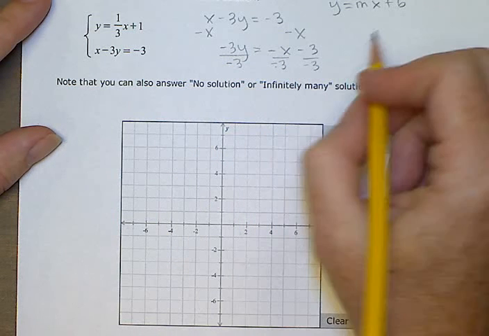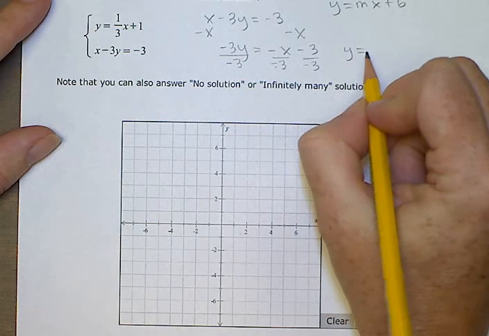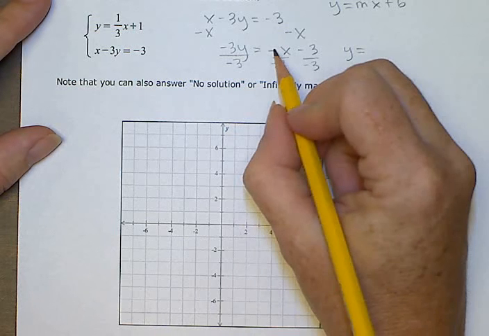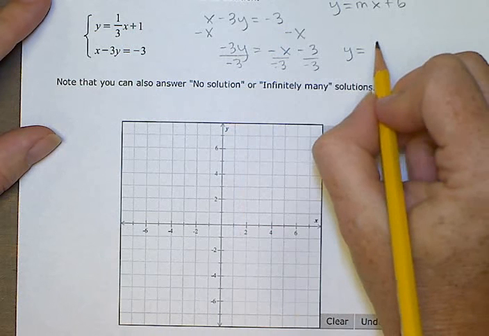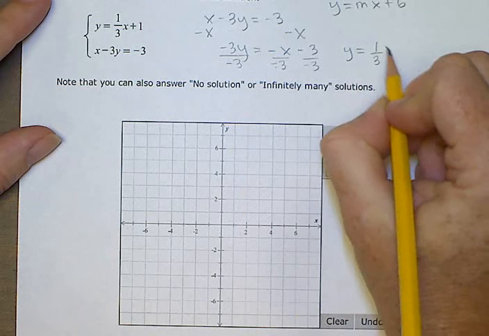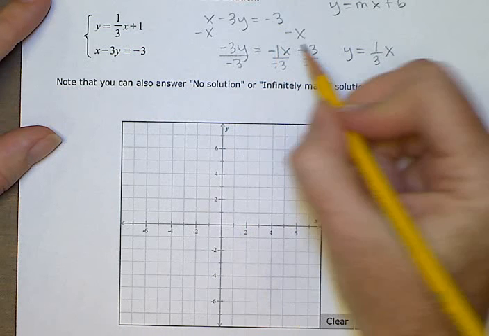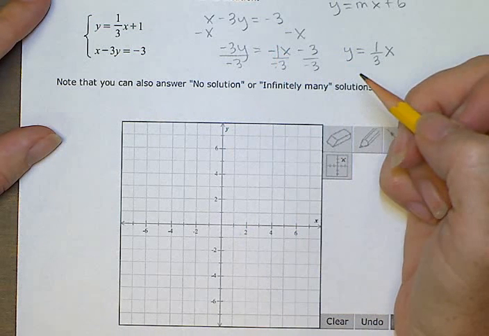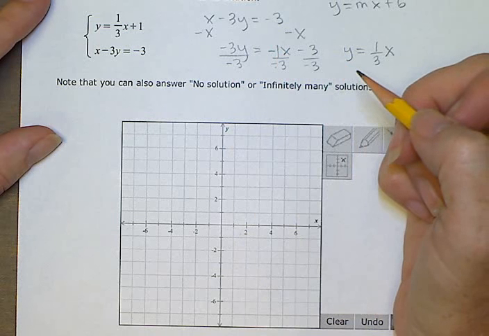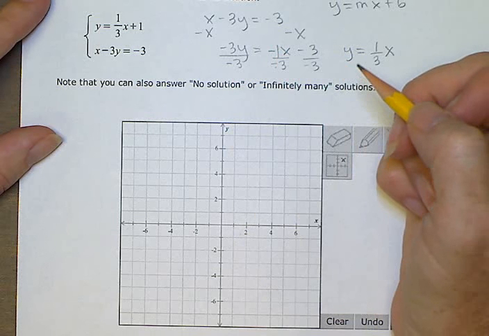So then I get y equals, I have a negative divided by a negative. That leaves me with a positive 1/3 x. This has a 1 in front of it. Even though we can't see it, there's always a 1 in front of the x if there's nothing there. Well, we're going to write that down by, first we use our y-intercept. This is our y-intercept number.